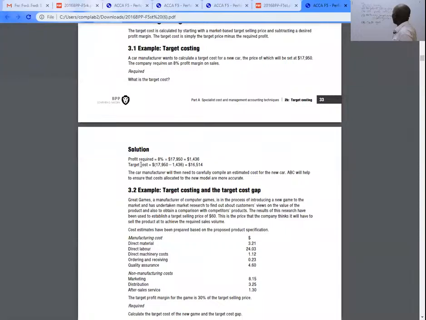So 30% of what here? Of 60. 30% of the selling price, 30% of 60, this gives us what here? 18. From there, I will come and determine the targeted cost.